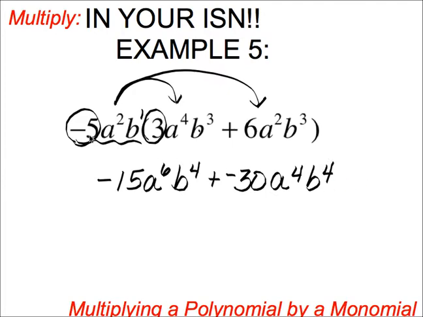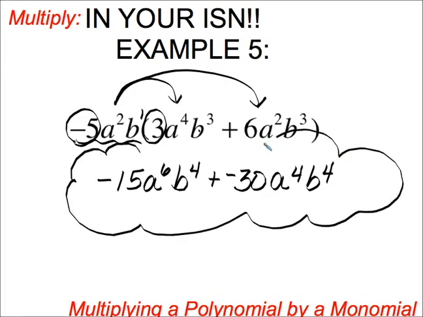Did you get negative 30? Negative 5 and 6 is negative 30. A to the second is a to the fourth, and b to the first, b to the third is b to the fourth. Sweet. Now, I can't add them together. Doesn't work. Can't combine them because I have a6, a4 over here, so they don't go together.